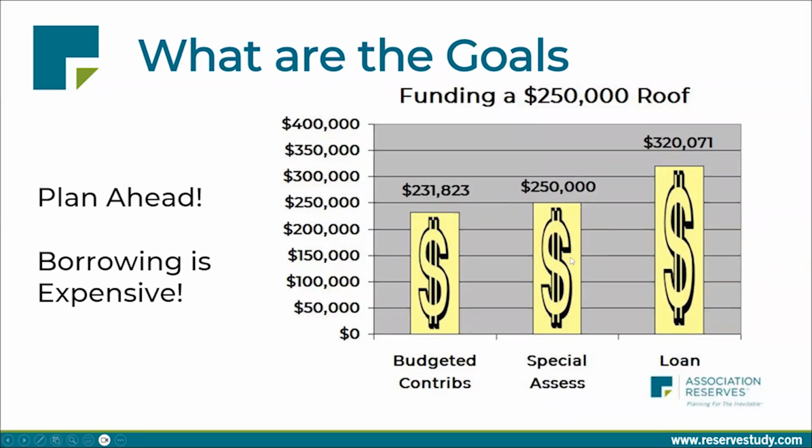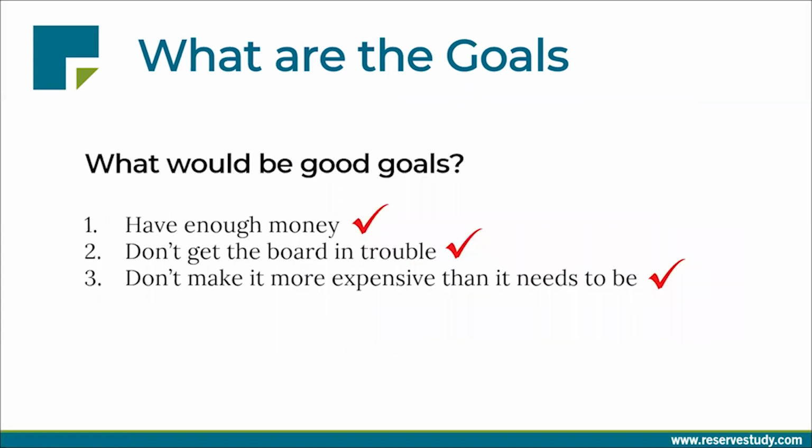If right before you need to do the project, you take out a loan, it's a 7-year loan at current bank association lending rates, it's going to cost you about $320,000. So that's about 320 over 230. It's about $90,000, $88,000 more expensive for your homeowners if you take out a loan. So yeah, you can do loans, but they're expensive. So thinking about it, have enough money. Yeah, pick your target. Don't get the board in trouble. Pick something responsible, not too risky, and plan ahead. Don't make it more expensive than it needs to be.